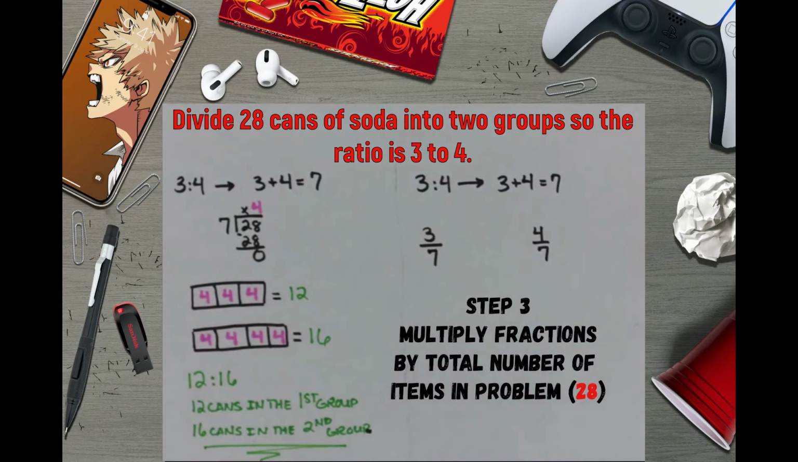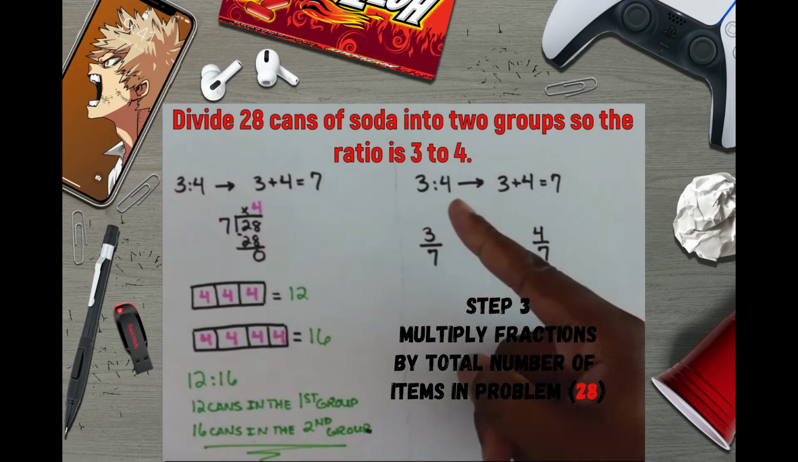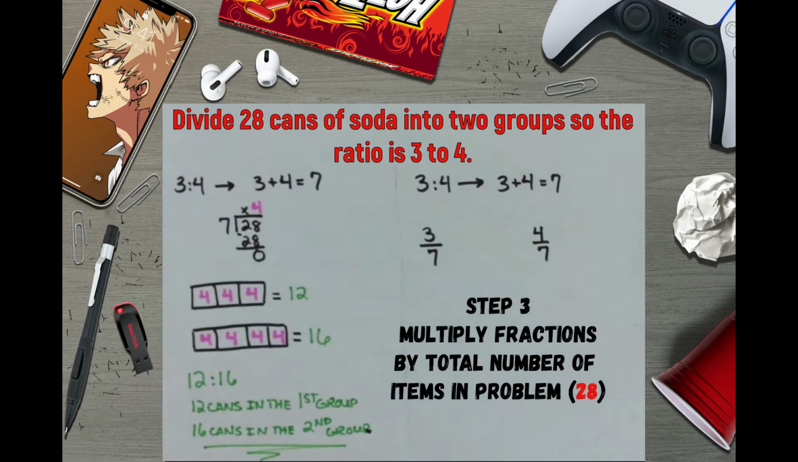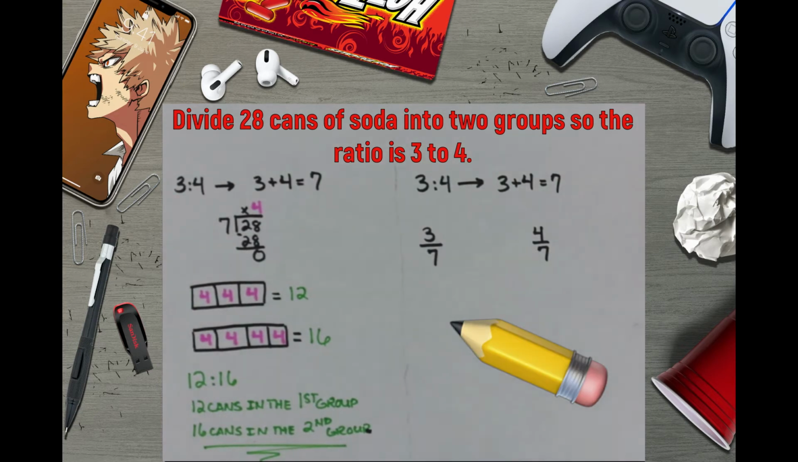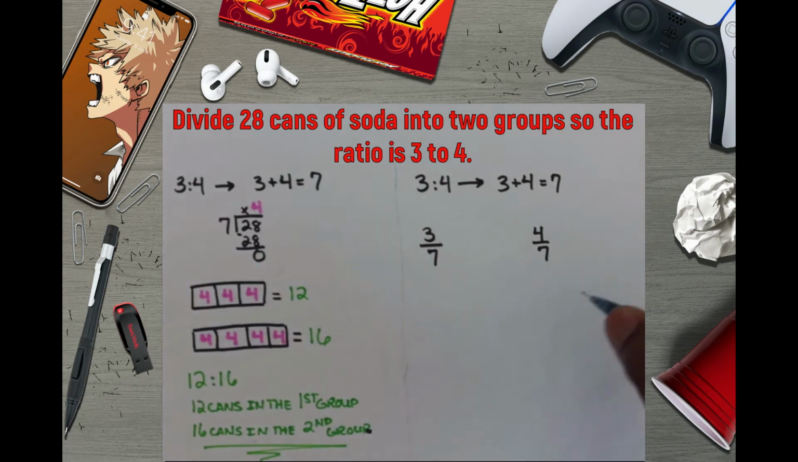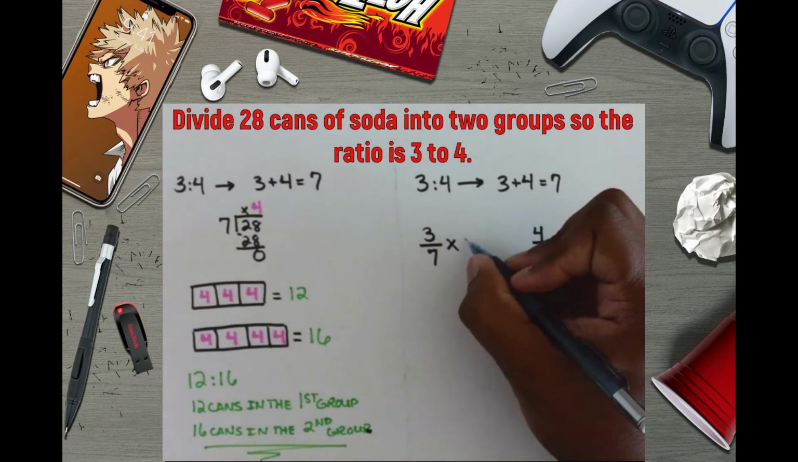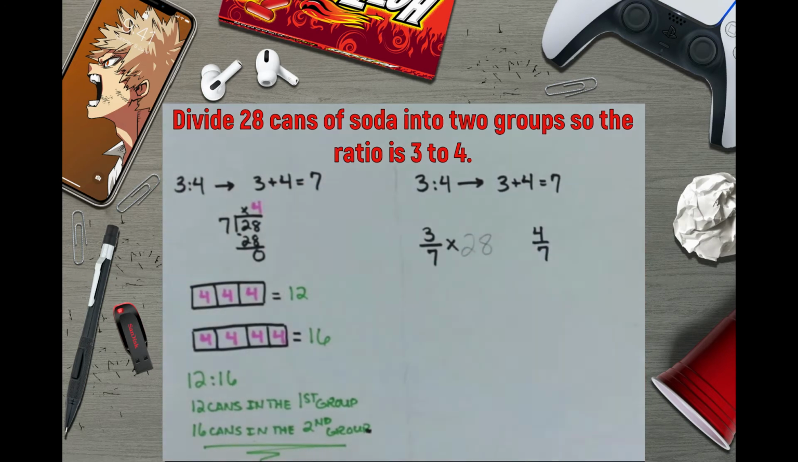Now I'm going to take these fractions and multiply them by the total number that's in my problem. Okay, the total number of items, or the cans. In this case, that'd be 28. I'm gonna go ahead and do this in pencil really quick just to make sure we know how to get this done. Since I have 28 total cans, if I'm gonna go ahead and multiply this by 28, this is what it would look like, right?